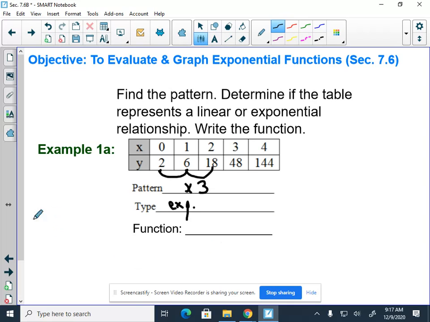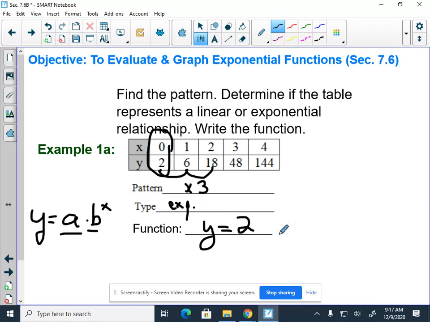So now our exponential function that you have at the top of the page is y equals a times b to the x. So the starting value is what you have when you have 0. So the a value is going to be what? What do we have at 0? 2. So that's a. Now the b value is what happens. It multiplies by 3 each time, and we raise it to the x.